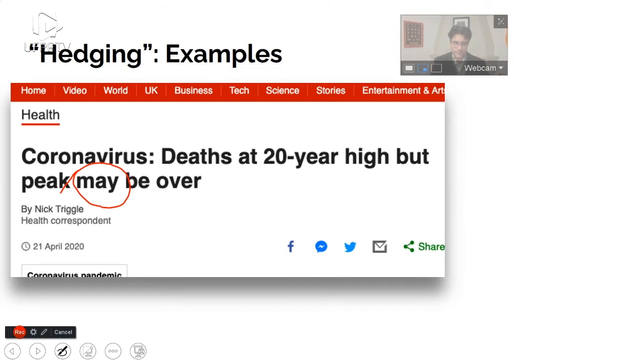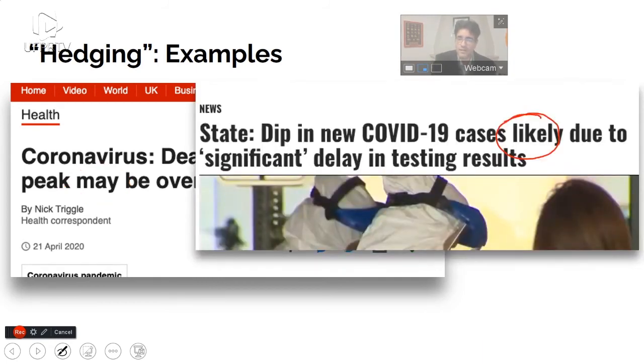In fact, this was the 21st of April, and we know that, at least in the context of the UK, I think that was from the BBC, the peak definitely was not over there. So it was good that they used the word "may." And the word "likely" here: they could say the dip in new COVID-19 cases is due to significant delay, but there's too much uncertainty in the data to be able to make that assertion. So they very appropriately use the word "likely."